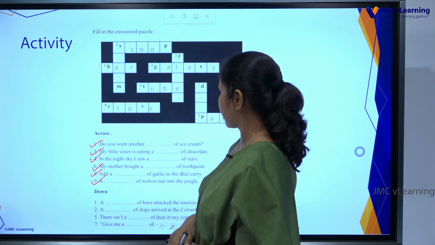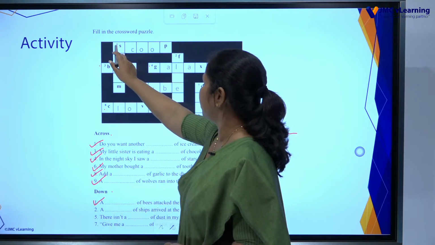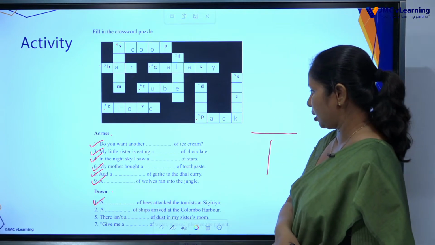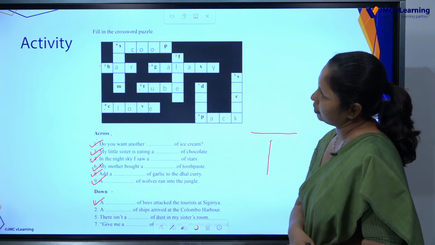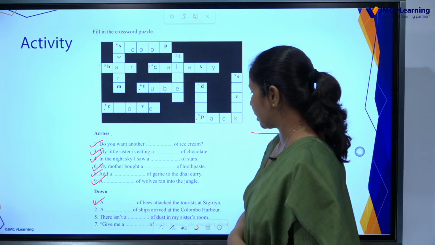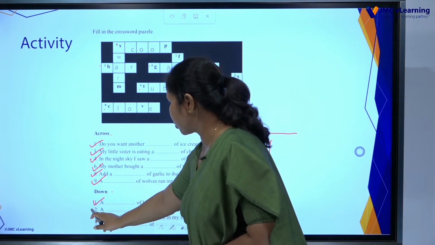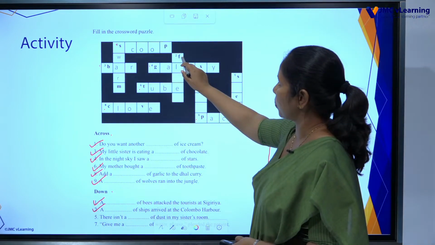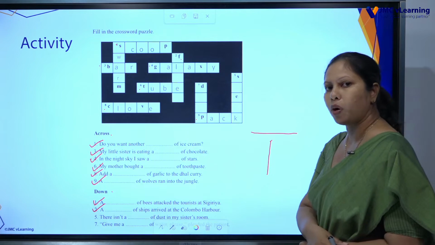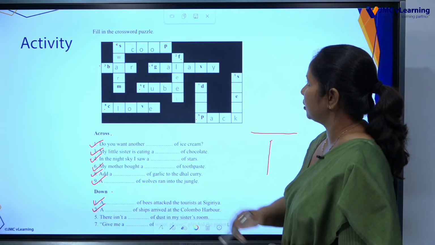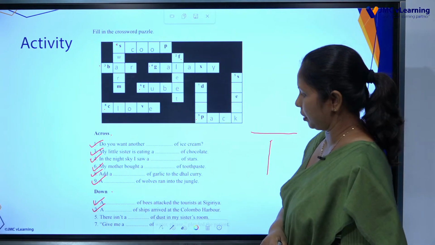Now we will go downwards, this way. Downwards, number 1, this one. A blank of bees attacked the tourist at Sigiriya. The answer is, a swarm of bees attacked the tourist at Sigiriya. Number 2, downwards, this one here. A blank of ships arrived at the Colombo harbour. The answer is, a fleet of ships arrived at the Colombo harbour.